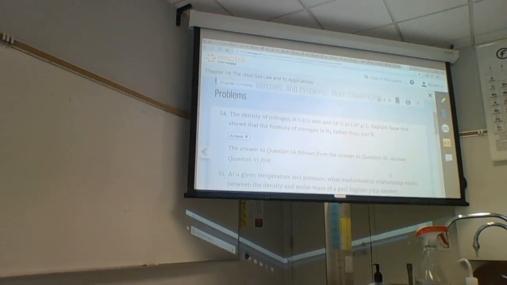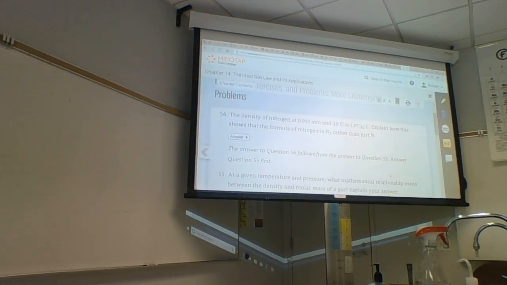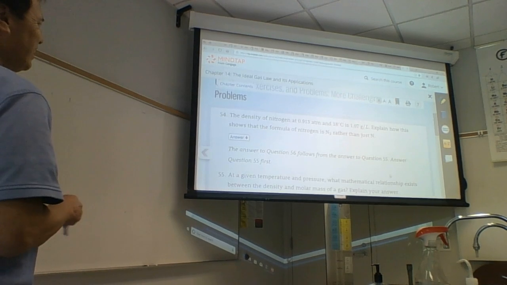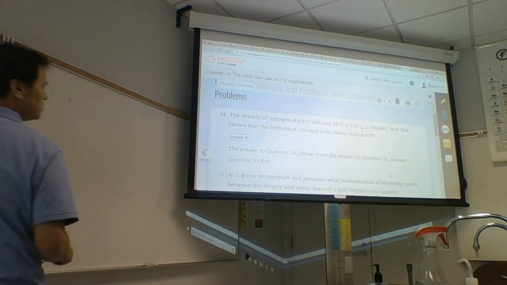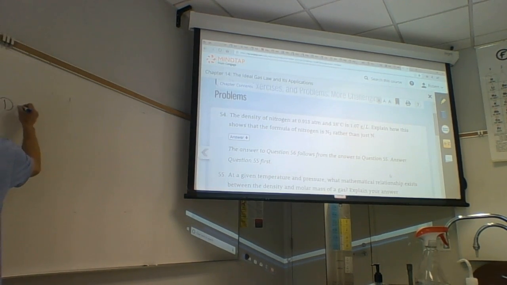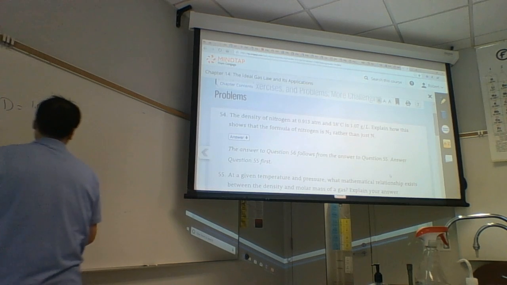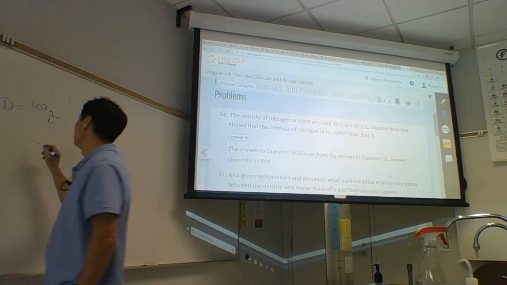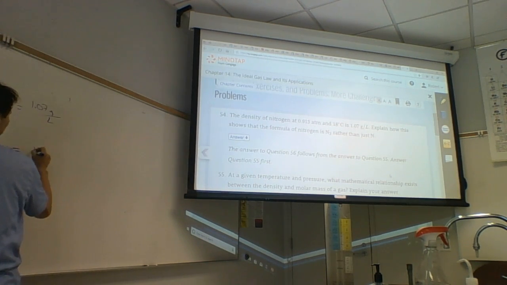Do number 54 here. The density of nitrogen at 0.913 atmospheres is 1.07 grams per liter. Explain how this shows the formula of nitrogen is N2 rather than just N. So the density is equal to the mass over the volume.